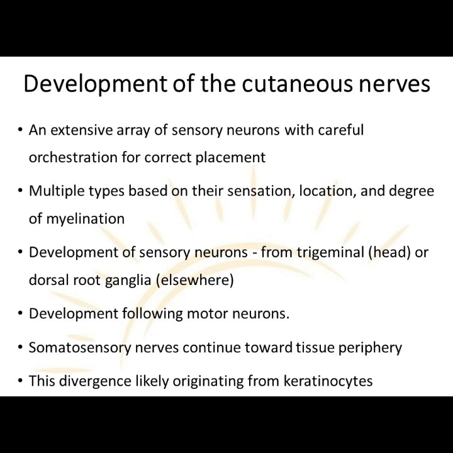Developmental origins. Sensory neurons develop from trigeminal ganglia, head innervation. Dorsal root ganglia, trunk and limb innervation. Development begins after motor neurons are established. Somatosensory nerves extend toward the skin periphery, guided by signals, likely from keratinocytes.